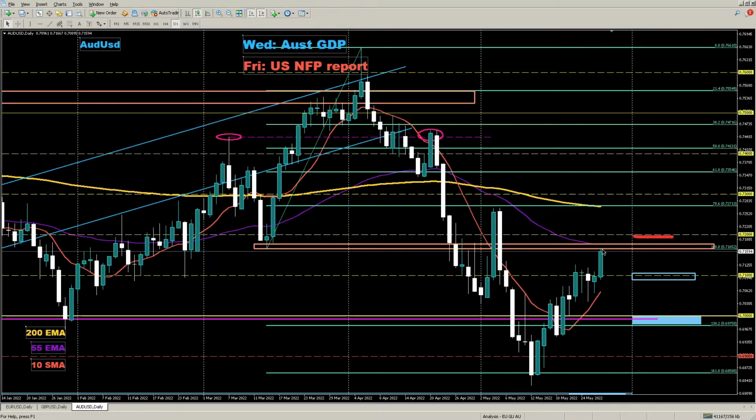So unless there's a fundamental driver to push it through the 72 and then target the 78-pip retracement area along with the daily 200 EMA, otherwise it's going to be consolidation between the 72 and the 71 zone. There is Australian GDP on Wednesday, but again, NFP on the Friday will dictate the US dollar move and the inverse correlation with these other major pairs.